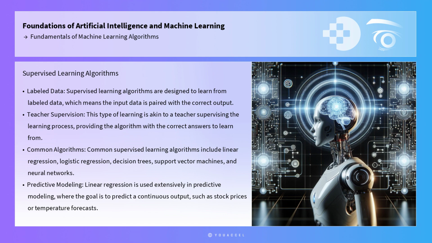Supervised learning algorithms are designed to learn from labeled data, which means the input data is paired with the correct output. This type of learning is akin to a teacher supervising the learning process, providing the algorithm with the correct answers to learn from. Common supervised learning algorithms include linear regression, logistic regression, decision trees, support vector machines, and neural networks. For instance, linear regression is used extensively in predictive modeling, where the goal is to predict a continuous output, such as stock prices or temperature forecasts.